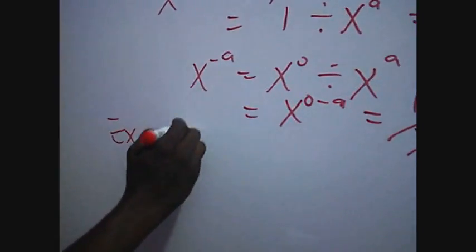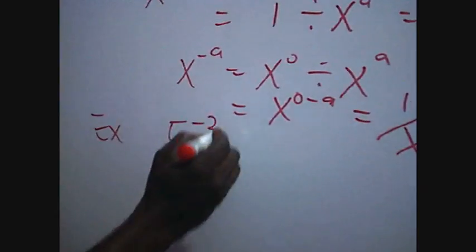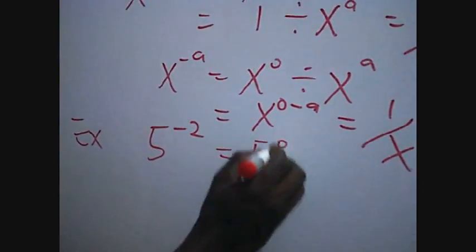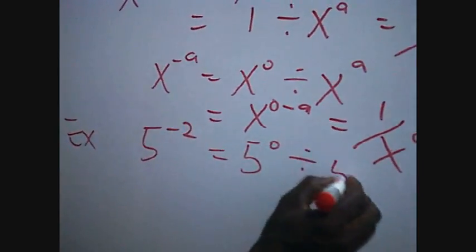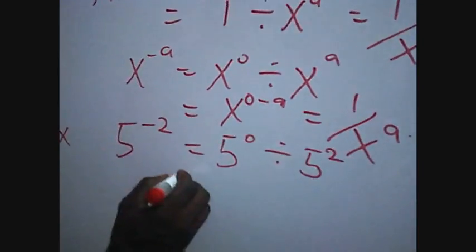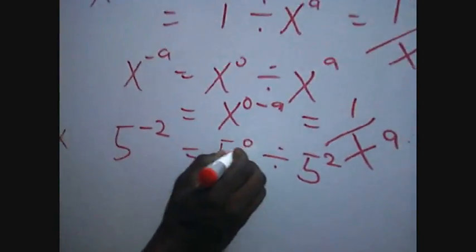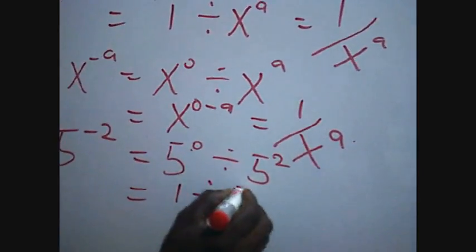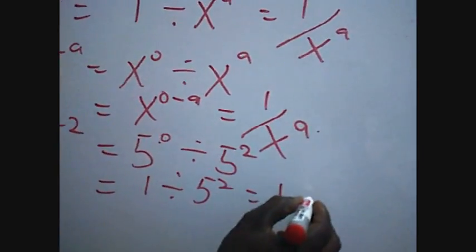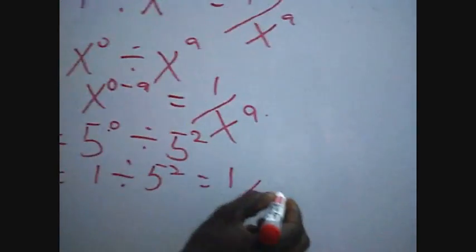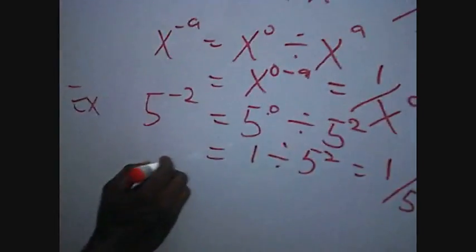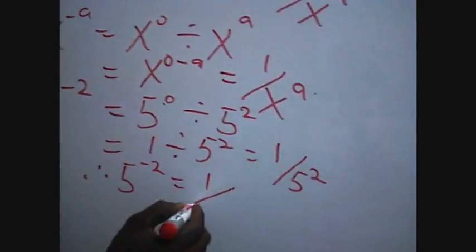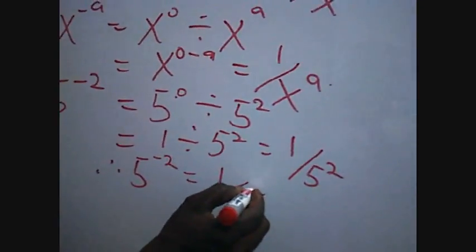For example, if you have 5 raised to the power of minus 2, we can obtain this from 5 raised to the power of 0 divided by 5 raised to the power of 2, and this is the same thing as 1 divided by 5 raised to the power of 2. Hence, 5 raised to the power of minus 2 is the same thing as 1 over 5 raised to the power of 2.